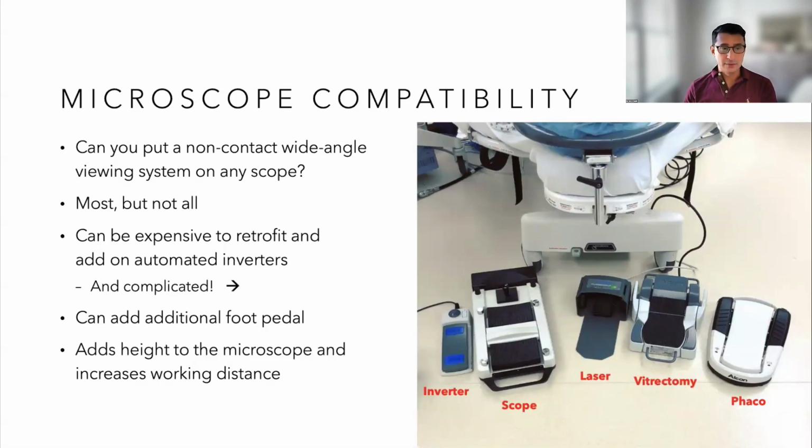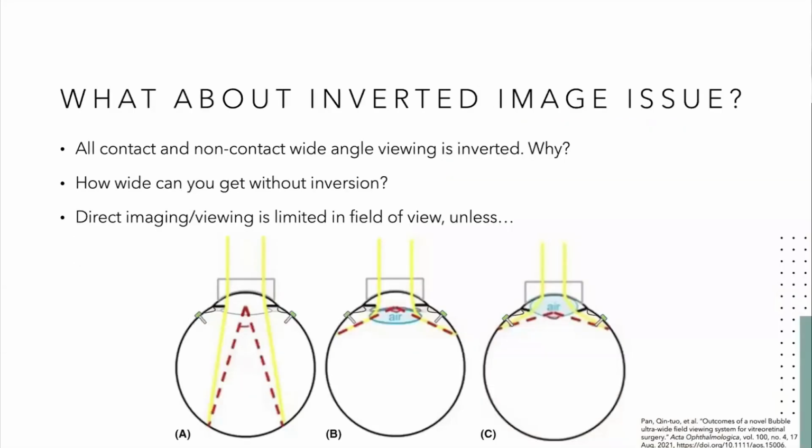And of course, adding a wide angle viewing system, you saw them in that previous picture. They're very tall. So they add a lot of working distance to the microscope, which is tough for surgeons who are shorter or have a shorter midsection, and you have to kind of crane your neck to view through the oculars to get a good view. It's not ideal. So there's definitely room to improve there.